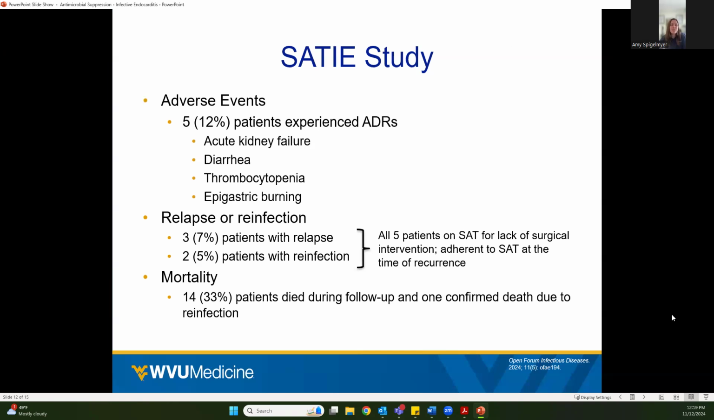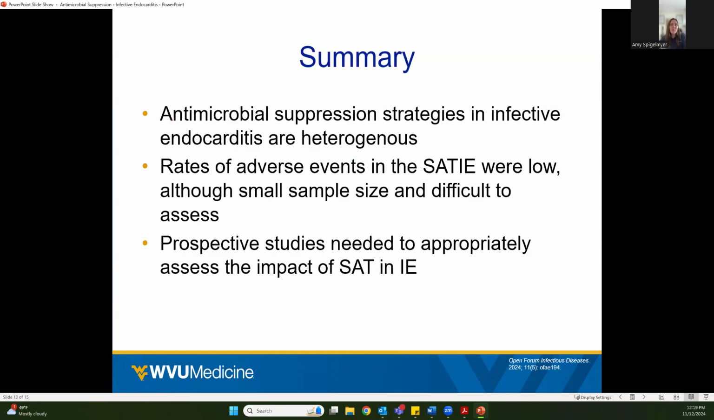All of those patients originally were on suppressive therapy because they did not have a surgical intervention, even though it was indicated. But all of these patients were adherent to their suppression at the time of either relapse or reinfection. And then overall, 14 of the 42 patients died during the follow-up period, and there was 1 confirmed death due to reinfection.